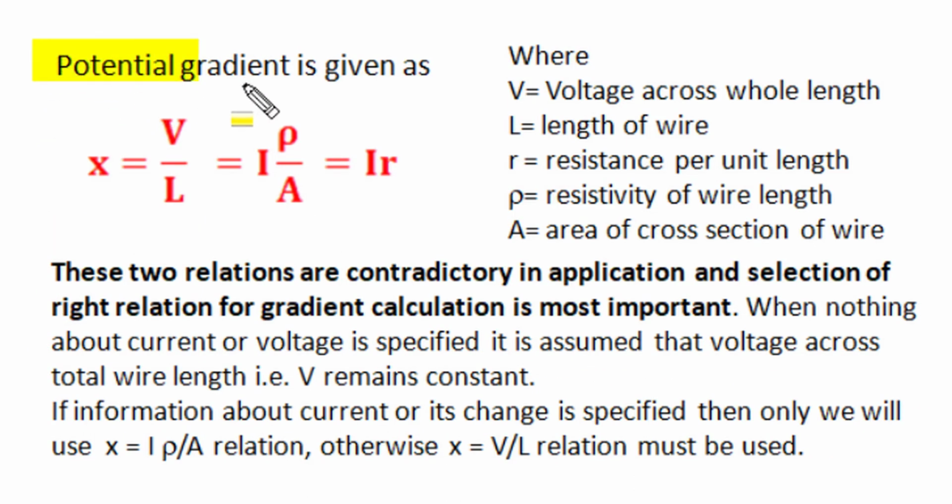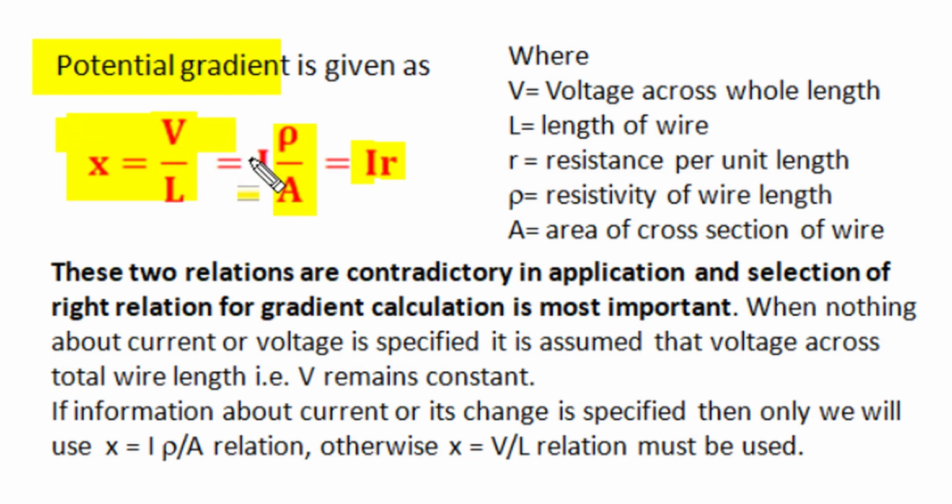The potential gradient of the potentiometer, that is, the voltage across unit wire length of the potentiometer, is given by these two expressions. One is the voltage across L length divided by L, giving voltage per unit length as the potential gradient. The second is the product of current and per unit length resistance, which gives per unit length voltage, and the per unit length resistance is resistivity over the cross section area of the wire.